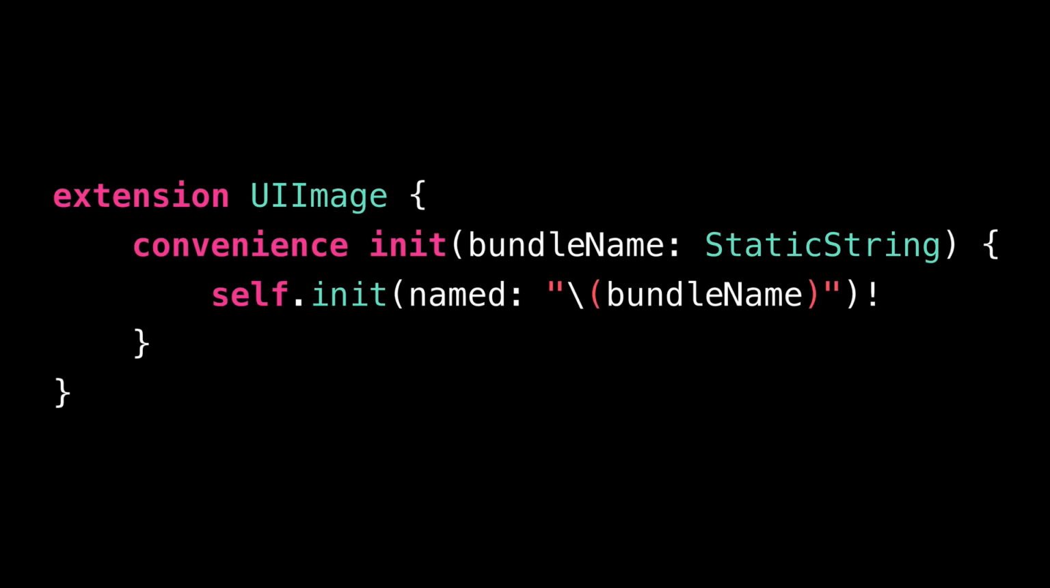For example, here's an extension on UIImage defining a new convenience initializer for bundle named. You use the same UIImage named initializer internally, but it has a force unwrap for the initializer result. Because we know this thing must exist, because we have a static string for our initializer, which means you must have hand typed the image name. Either it's there or it's not there. That can't happen. You've hand typed it.